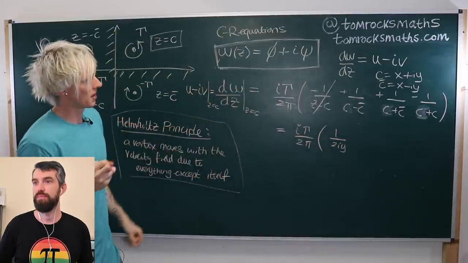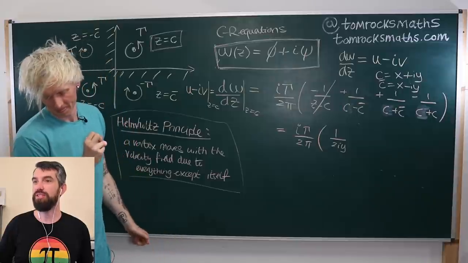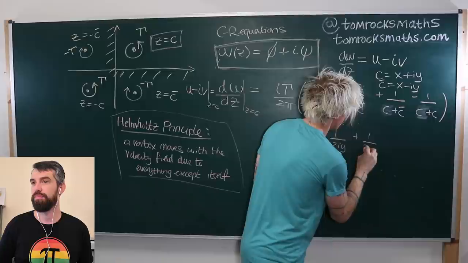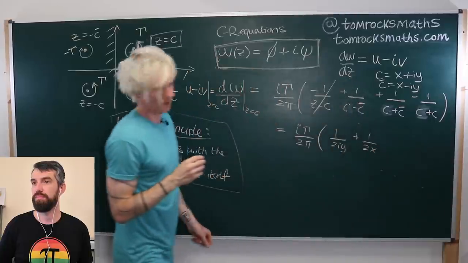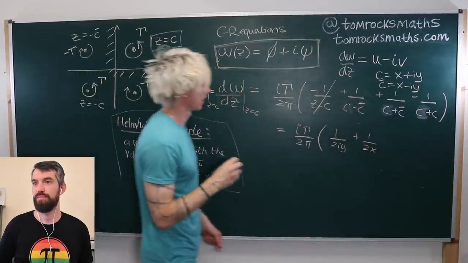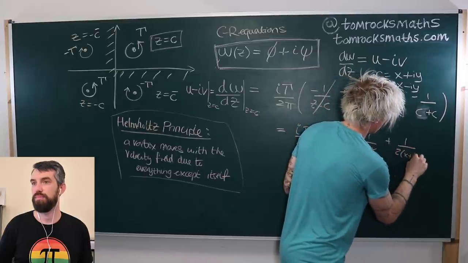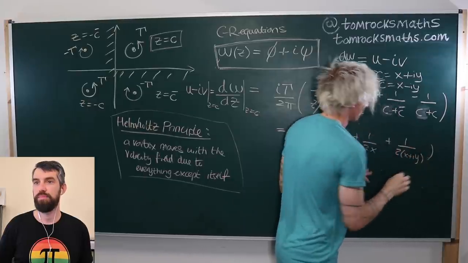c plus c bar. That's just going to be 2x on the bottom then? Yep. And then, of course, c plus c is 1 over 2x plus iy, like so.